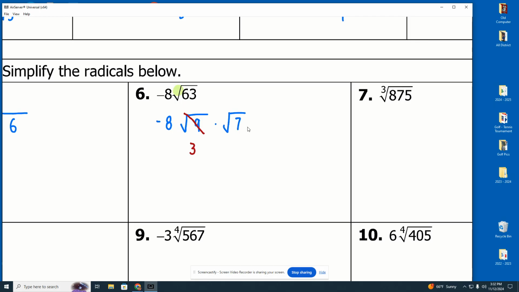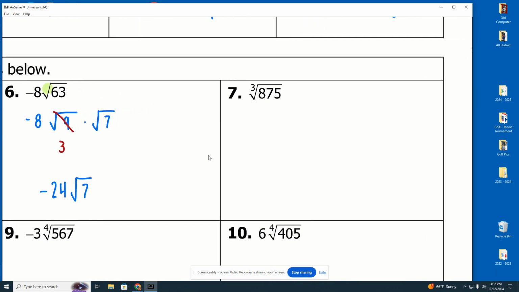So now that it's on the outside, I can now multiply it by negative 8, right? That was negative 8 times square root of 9. So now it's negative 8 times 3. So that's negative 24 times the square root of 7. And it's done. Then we move into cube roots.